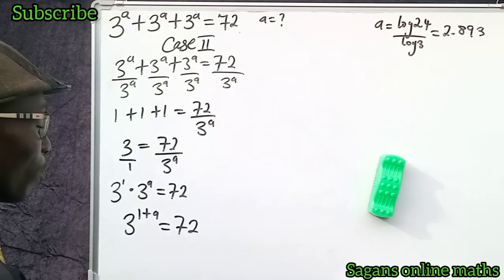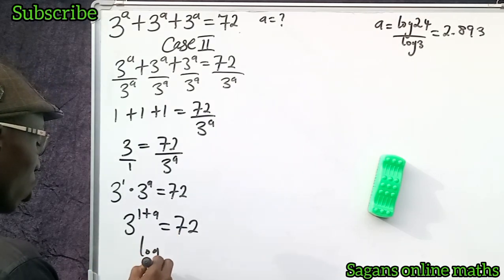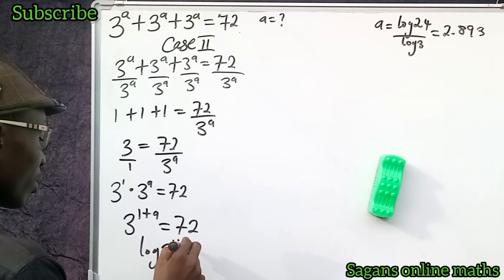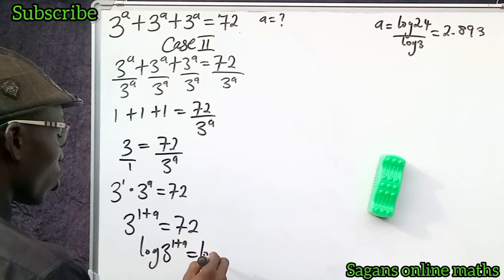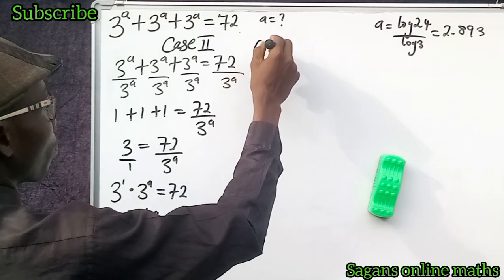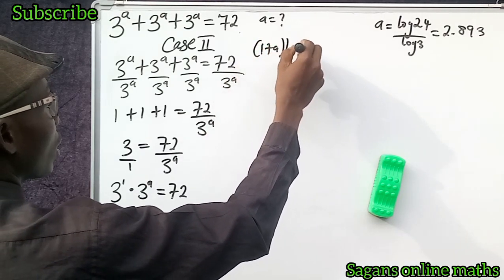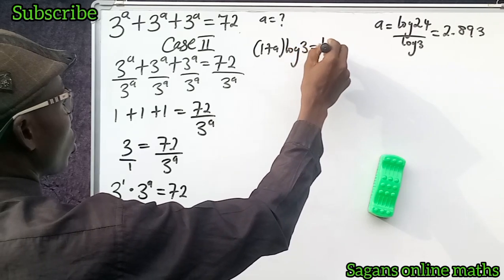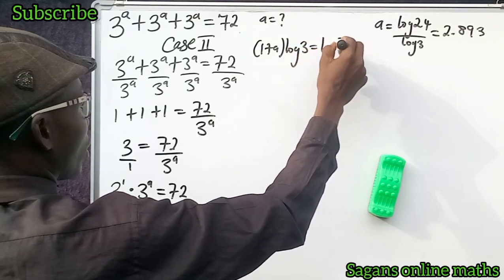3, we can take log of both sides. So it means that log 3 to the power of 1 plus a is equal to log 72. Now, by obeying the properties of logarithm, this power can also go back to become 1 plus a log 3 is equal to log 72, right?